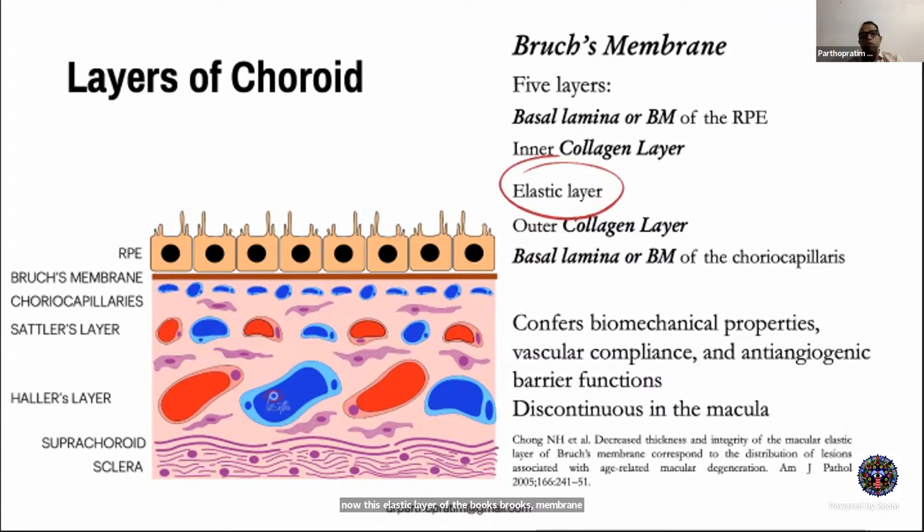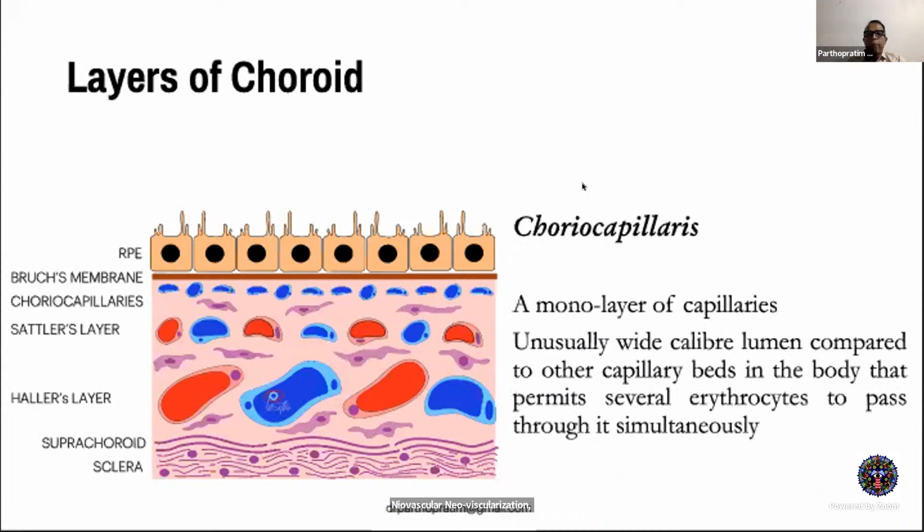It is responsible for the vascular compliance, and it has some amount of angiogenic barrier function, and it is actually discontinuous in the macula. Perhaps it may partially explain why choroidal neovascularization is a little more common in the macular area.